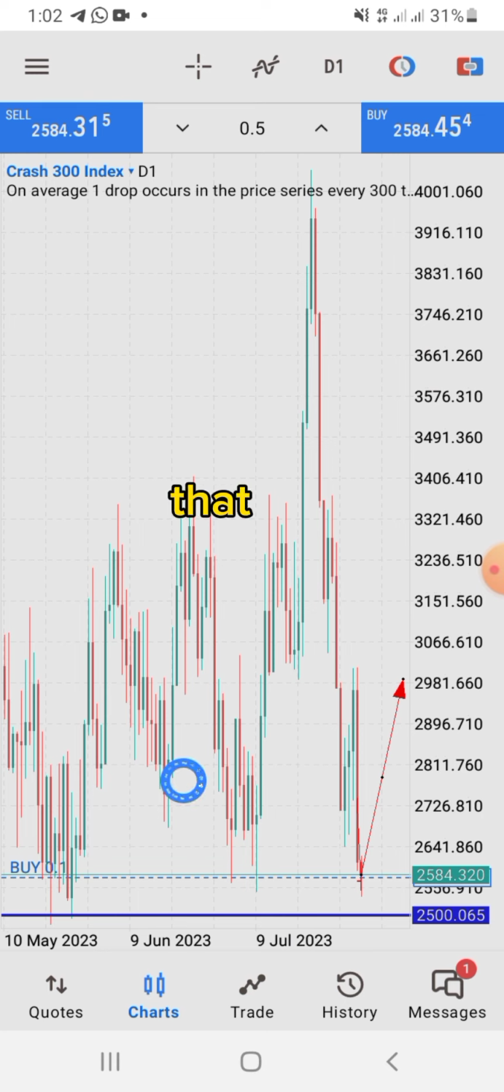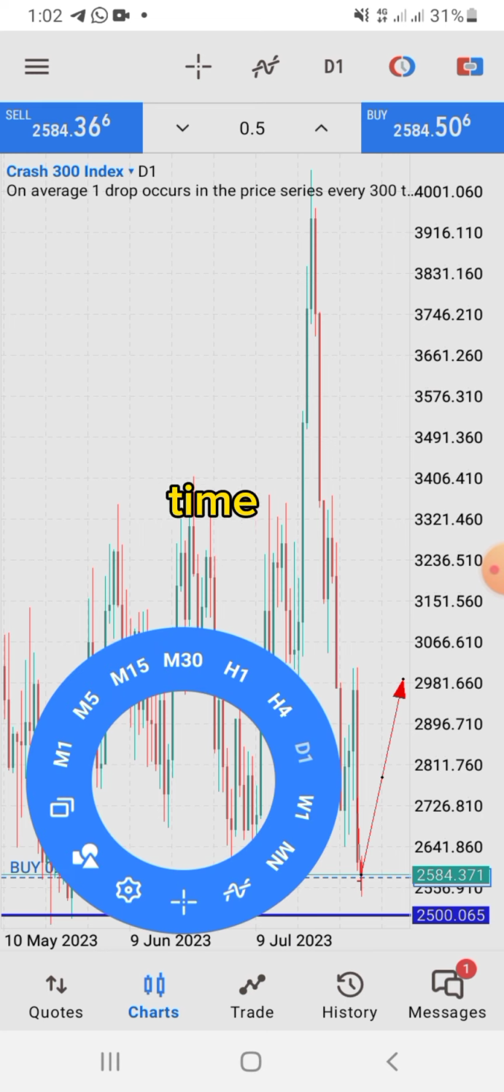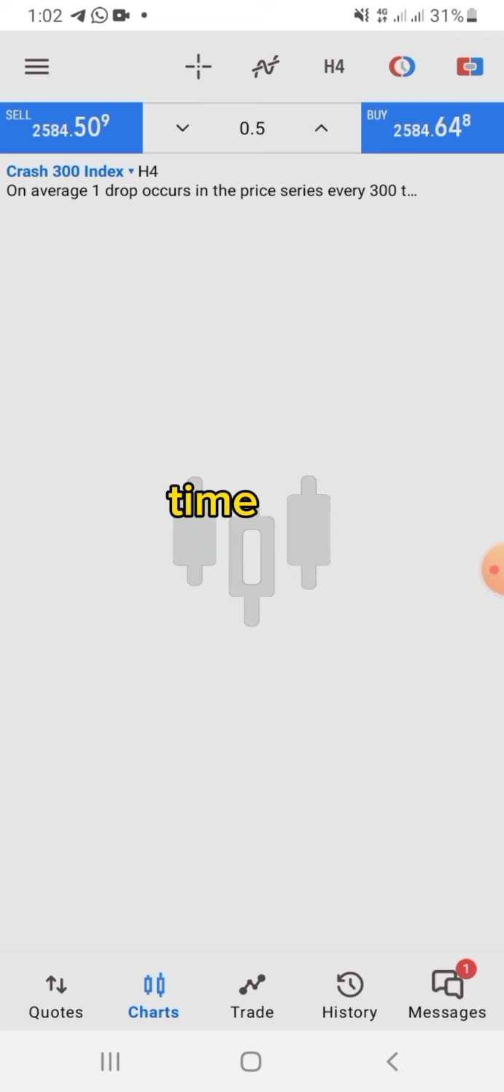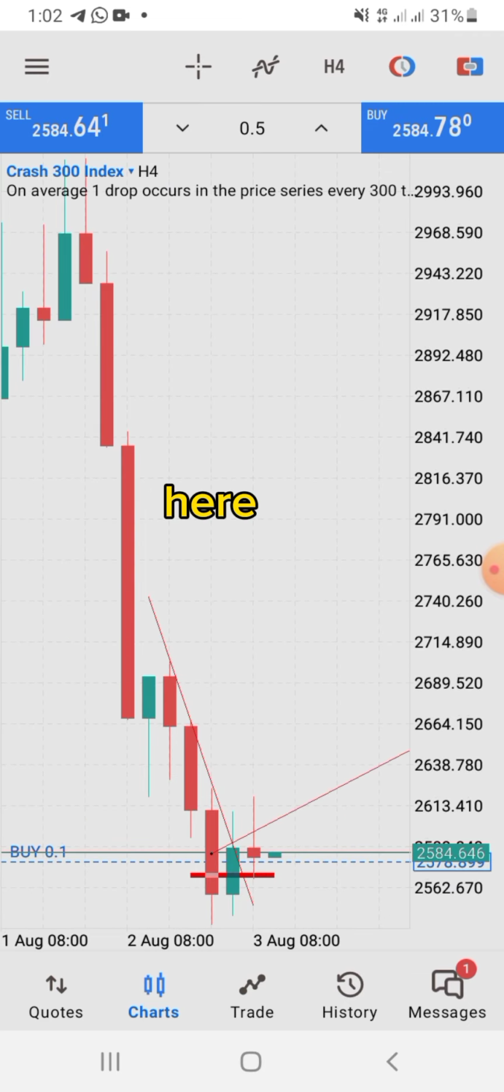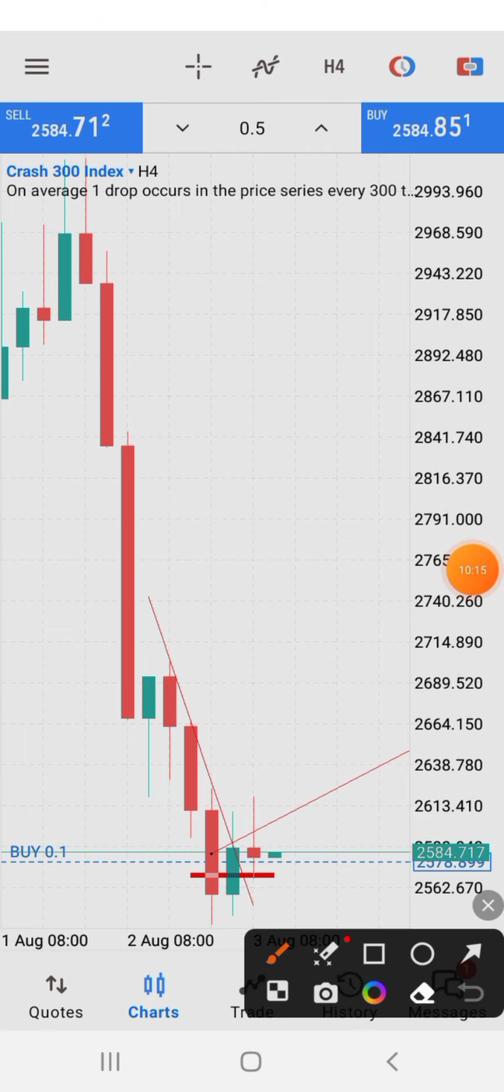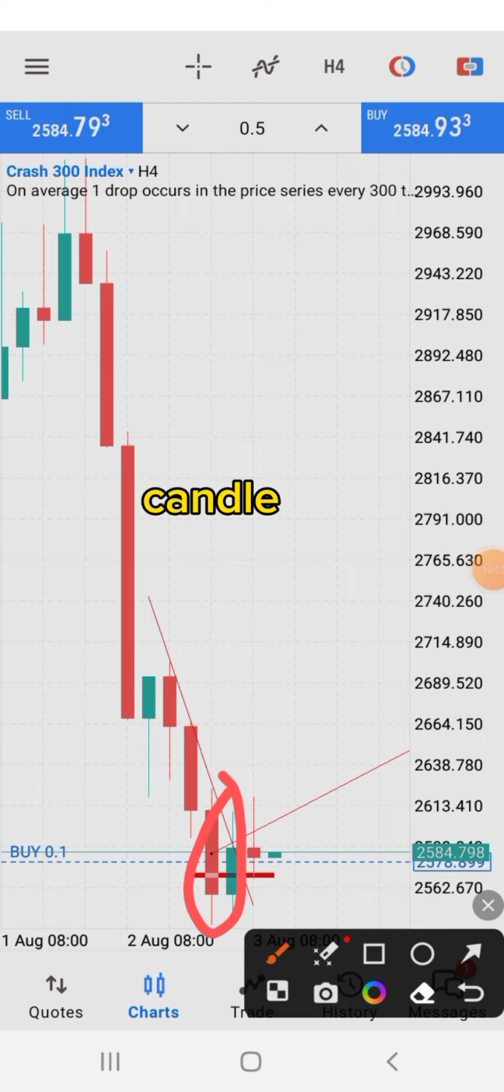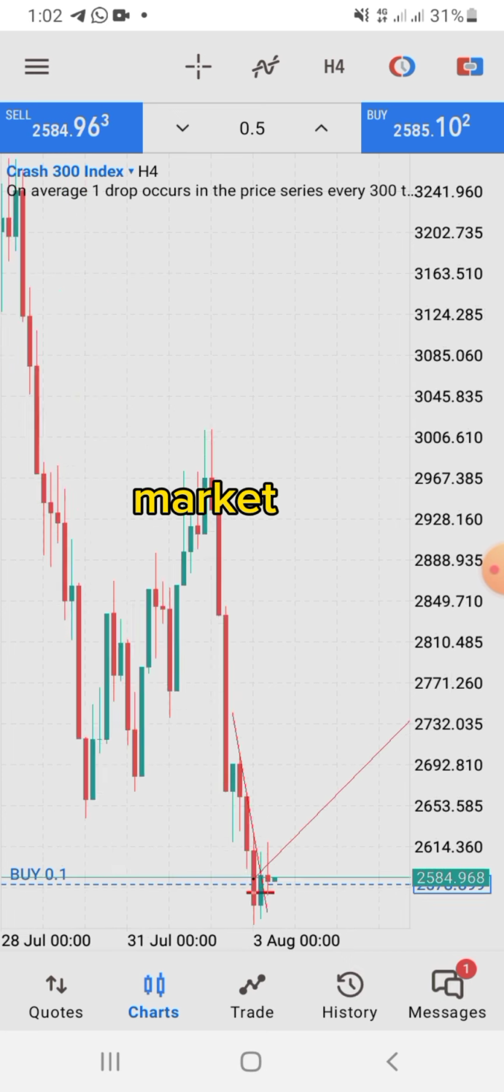Then I go down to the 4 hour time frame. If you want to go down to the 4 hour time frame, but I like to go straight to M15. But let's just check what's happening on the 4 hour time frame. Here I can still see a big bullish candle in between the red candles, so that shows me that the bulls want to make a movement in the market.